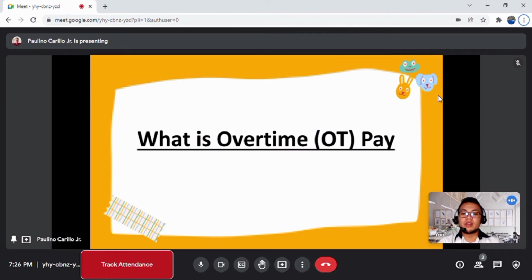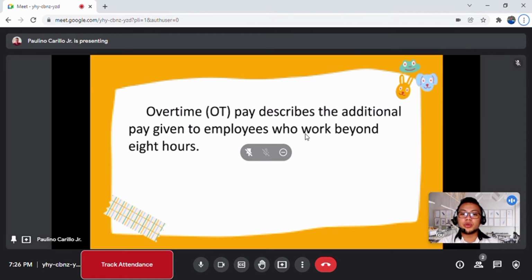Are you familiar with overtime pay? Yes, very good. Overtime pay describes the additional pay given to employees who work beyond 8 hours. Example, if an employee has a regular work schedule of 8 hours, from 8 a.m. to 4 p.m., and then he is requested to work for another couple of hours, which is 5 and 6 p.m., that is called the overtime work for the employee.